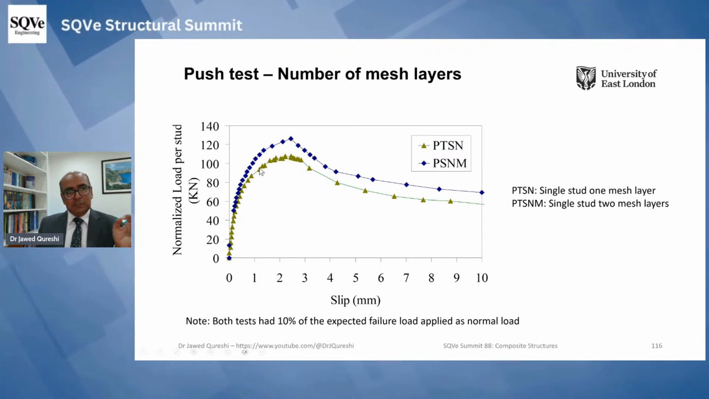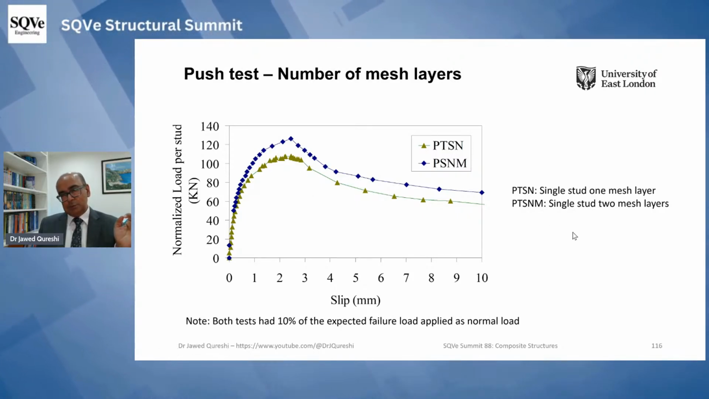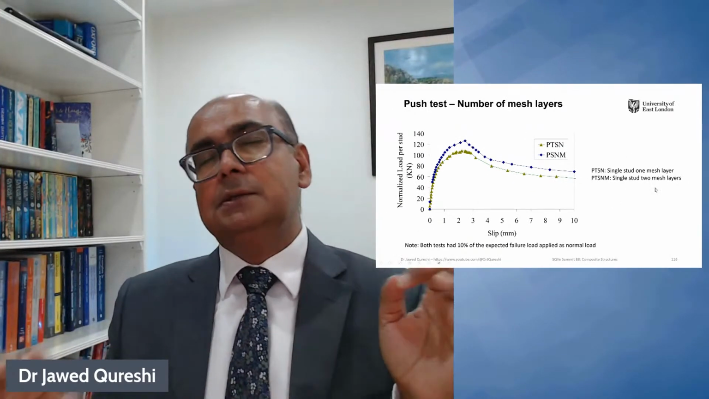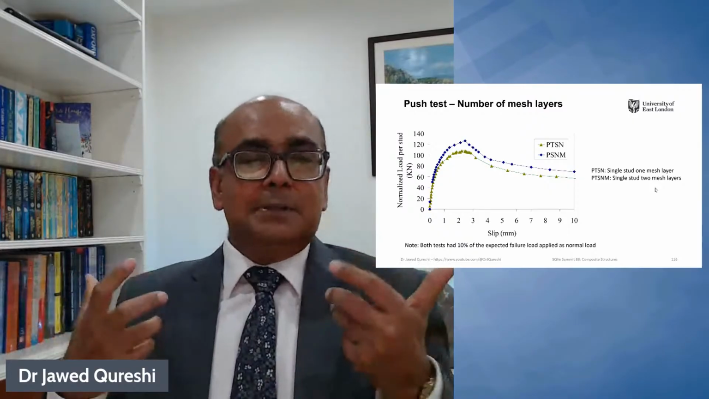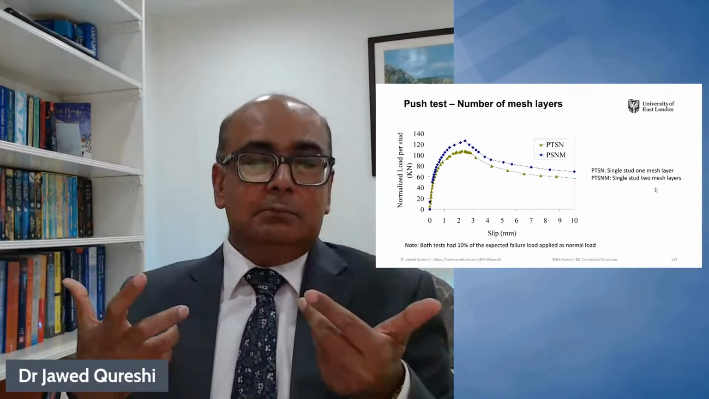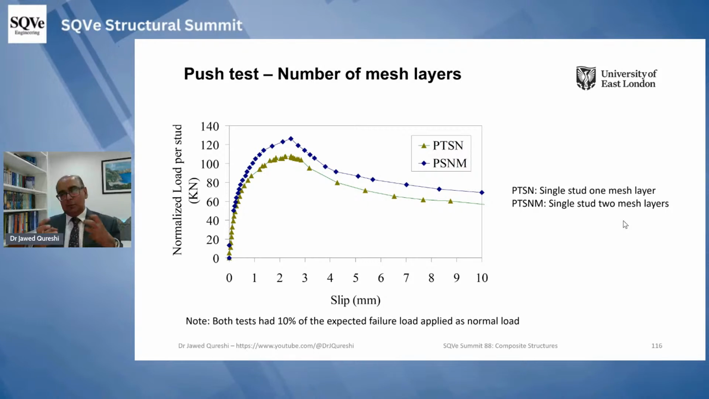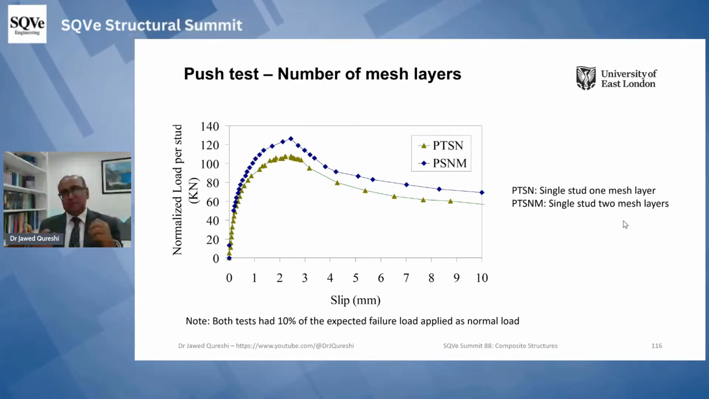Although there is a 20% difference between these two, and I think the Steel Construction Institute have produced design guidelines as well that the capacity should be more for double layers. But again, this is my personal view that the evidence is not conclusive. That could be experimental error, or due to the 10% applied load, or any other reason. So there is no marked difference between these two.